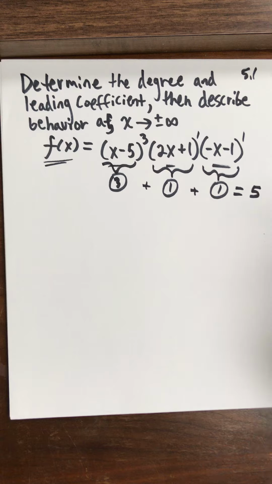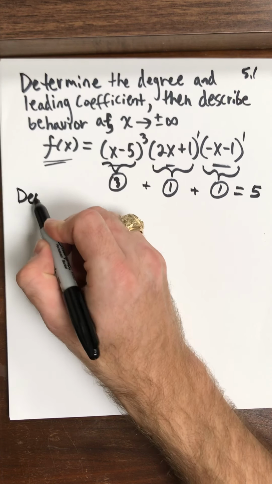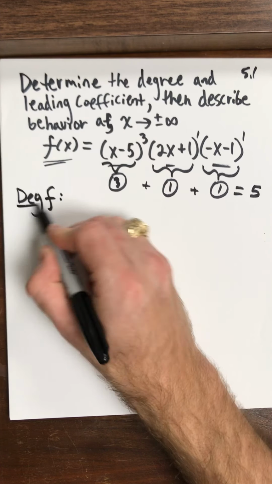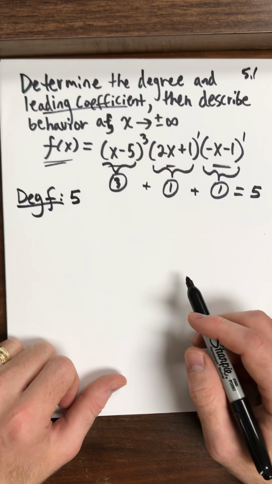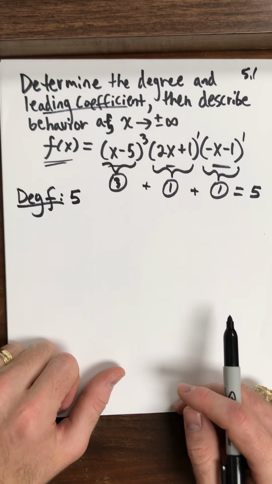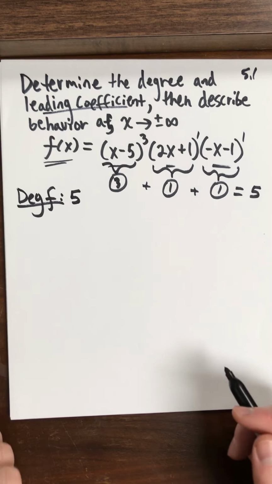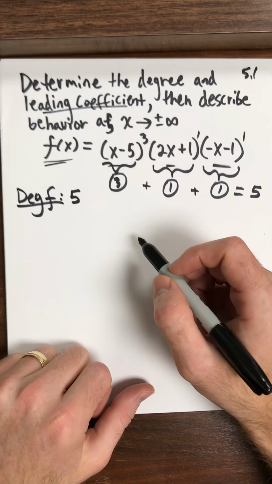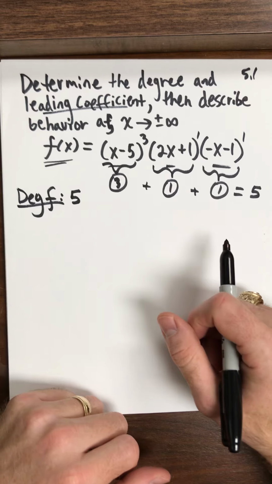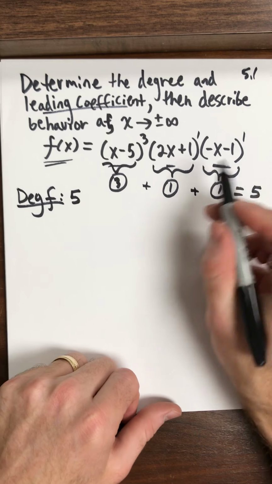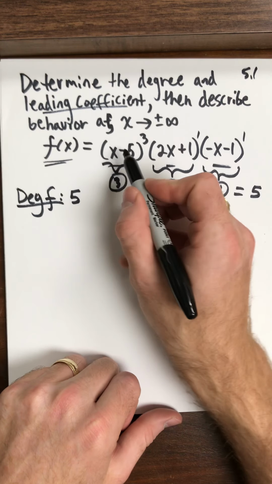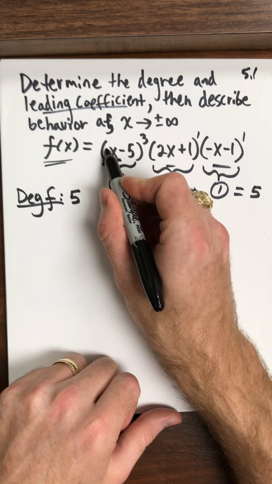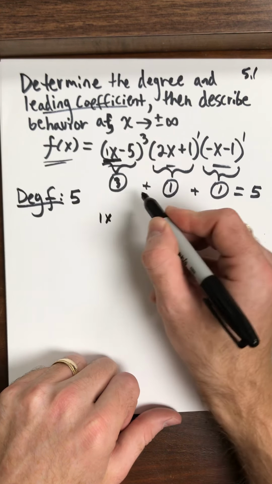Now, degree of f is degree 5. Now I want to do the lead coefficient. So to do this one, it's a little bit more, but it's not too much more. The lead coefficient, this is our biggest, baddest dude, all right? So I'm going to look at the biggest, baddest one in each parentheses here. So what's my biggest one here? It's my x, so that's a 1x.